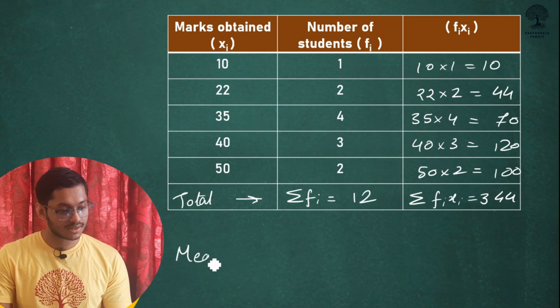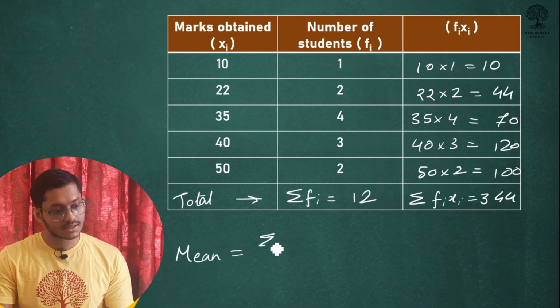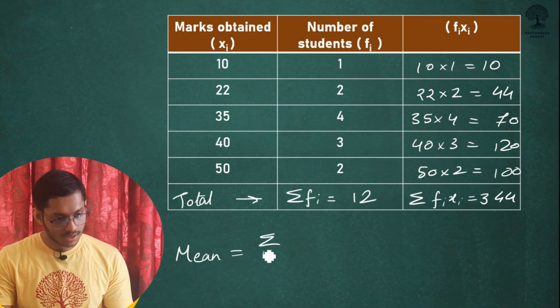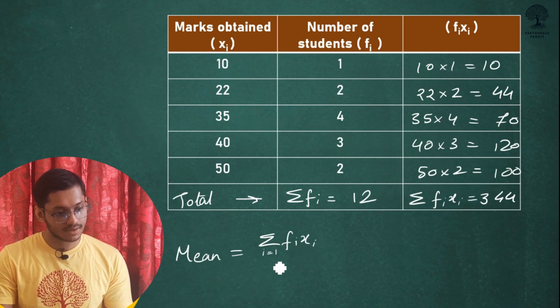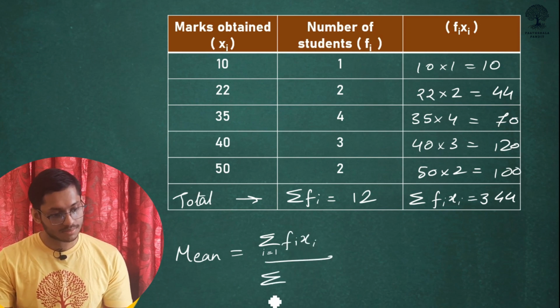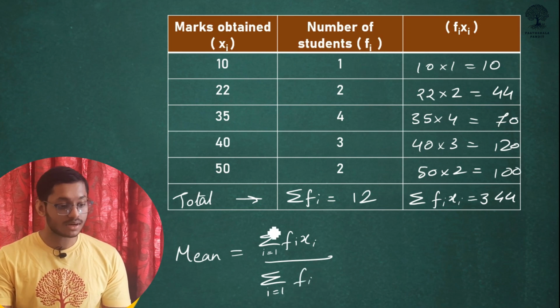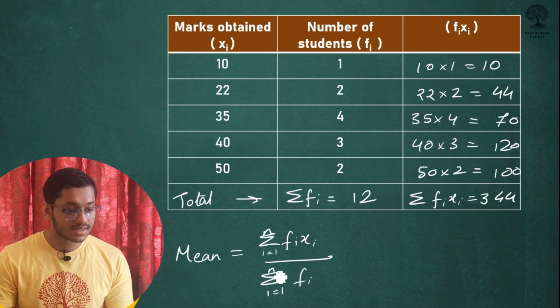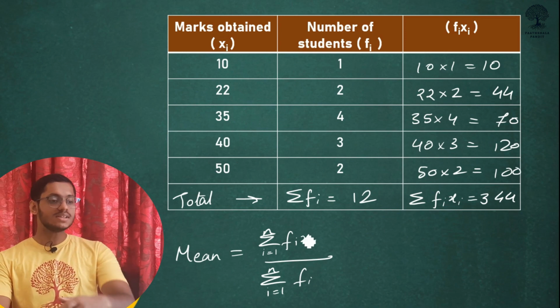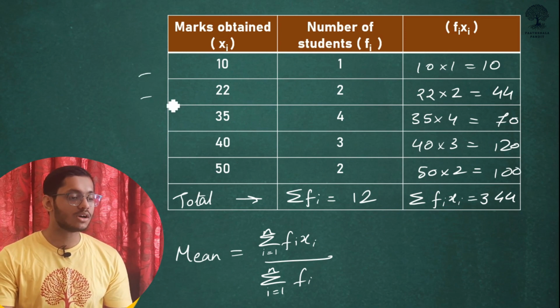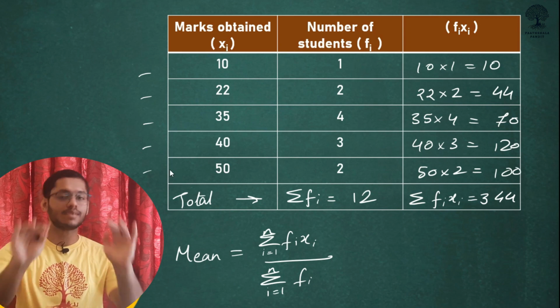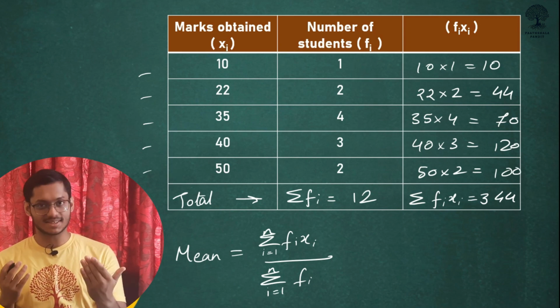Okay, let me write the formula. Mean is equal to the summation of i equals 1 to n of Fi xi, divided by the summation of i equals 1 to n of Fi. Now remember, here I am writing n. This is the general formula actually. Here there are 1, 2, 3, 4, 5. There are 5 indexes.